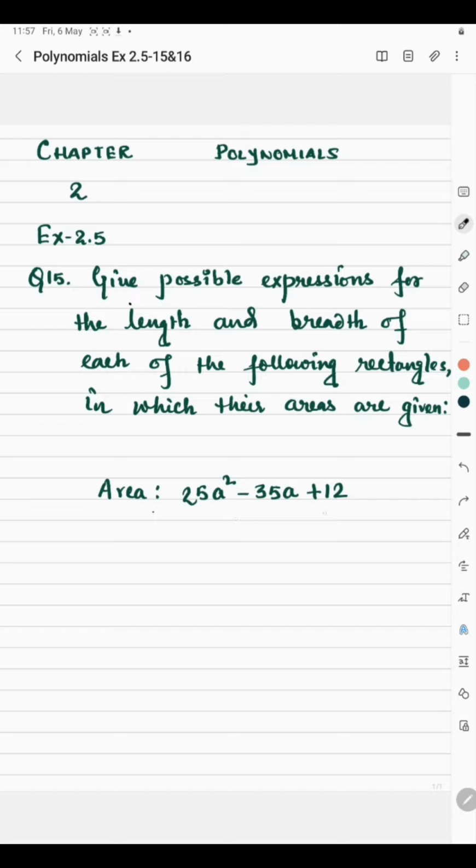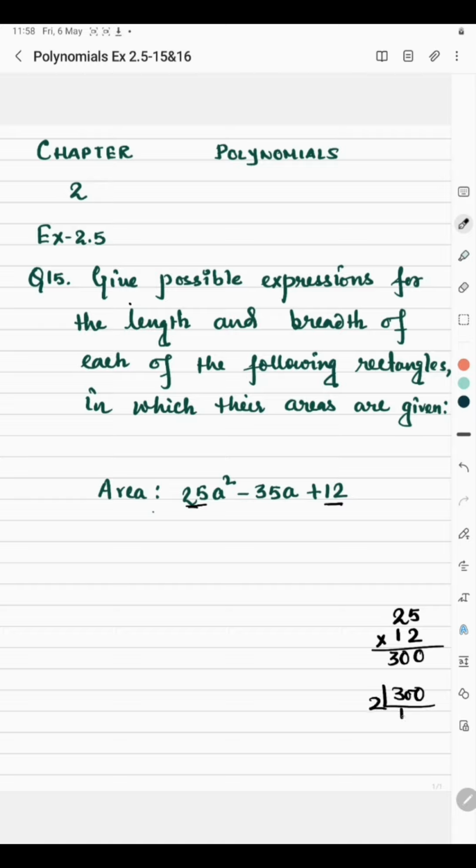Okay, now we will factorize this to get length and breadth. Now, how to factorize it? We'll take the constant term and the coefficient of the square term to multiply. So here at first we'll multiply 25 by 12. 12 5s are 60, 6 carry, 12 2s are 24, 24 plus 6 is 30, so it is 300. Now we'll find the factors of 300.